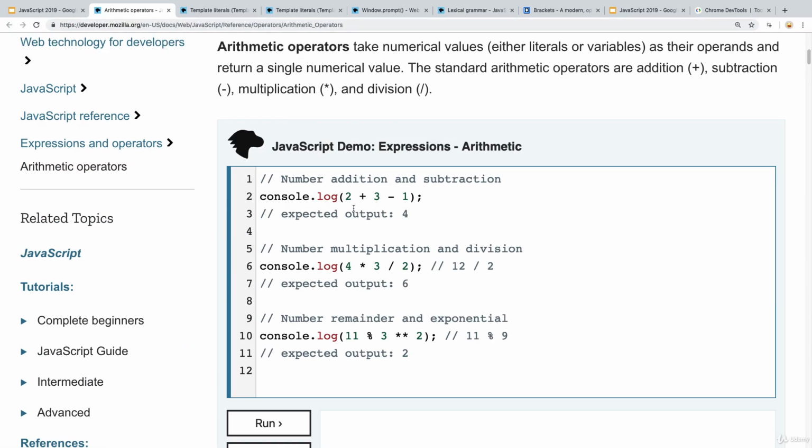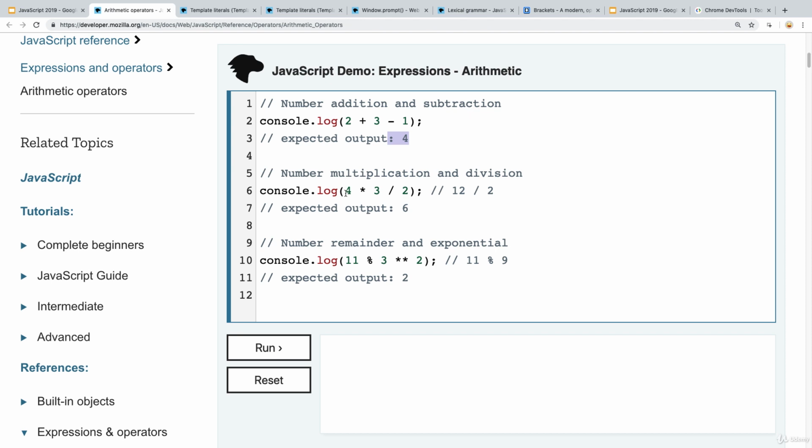So they've got a great example here of 2 plus 3 minus 1. Quick, what's the answer? It's 4. This one gets a little bit more complicated. So we have 4 times 3 divided by 2. The answer here is that we're doing multiplication and then division. So that's the order of operation. 4 times 3 is 12, divided by 2 is outputting 6.